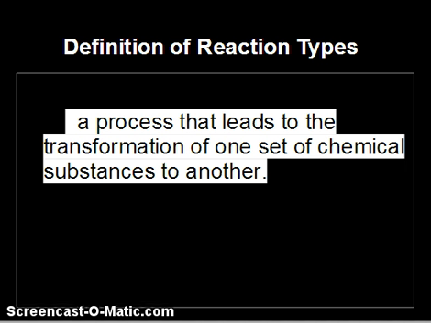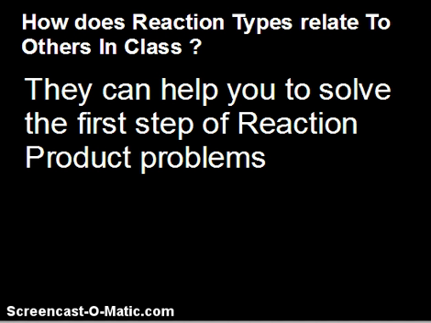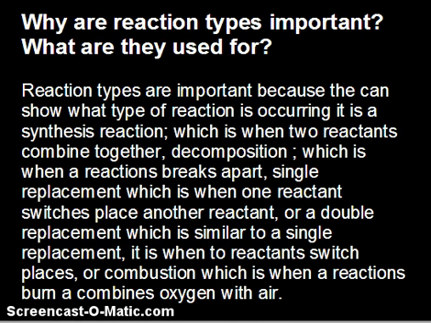I'm going to start off by giving you some general information on reaction types. The definition of a reaction type is a process that leads to the transformation of one set of chemical substances to another. Chemical types relate to class because they help to solve the first step to reaction product problems. They show synthesis, single replacement, double replacement, combustion, and decomposition.